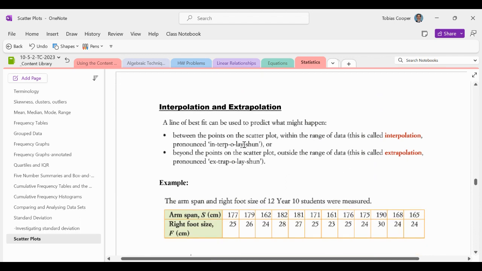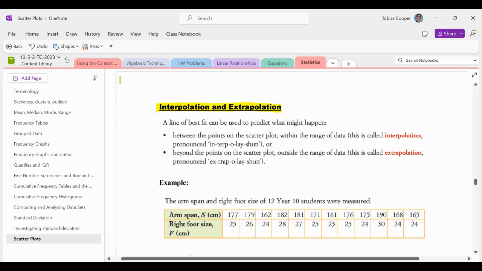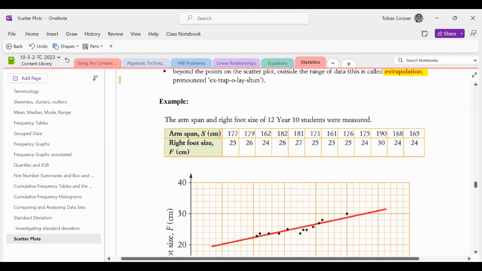Now, last thing is interpolation and extrapolation. So this always involves your line of best fit. Okay, so a line of best fit can be used to predict what might happen. That's what its main use is. So between the points on the scatter plot, within the range of the data, this is called interpolation, right? And beyond the points on the scatter plot, outside the range of the data, this is called extrapolation. Right, this will make more sense when we come down here and have a look.